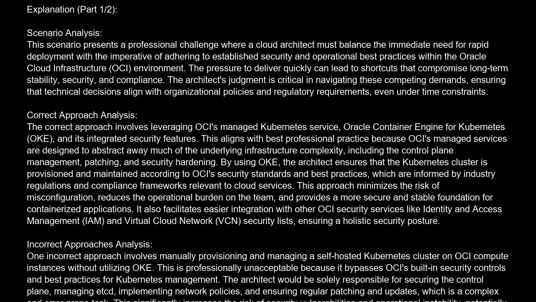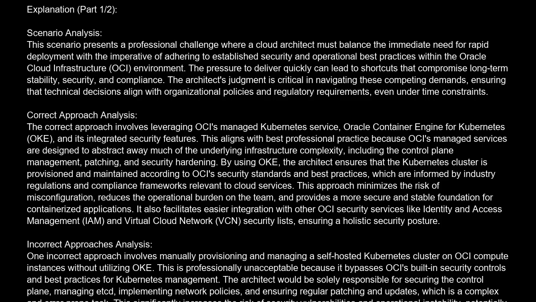This approach minimizes the risk of misconfiguration, reduces the operational burden on the team, and provides a more secure and stable foundation for containerized applications. It also facilitates easier integration with other OCI security services like Identity and Access Management (IAM) and Virtual Cloud Network (VCN) security lists, ensuring a holistic security posture.